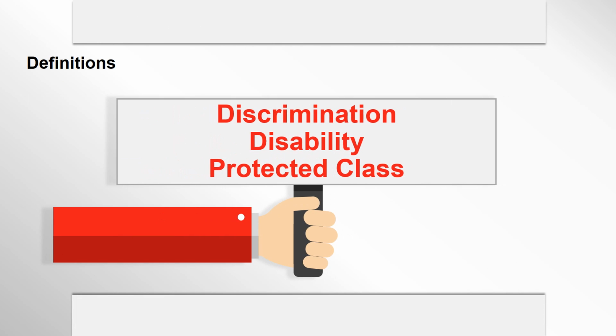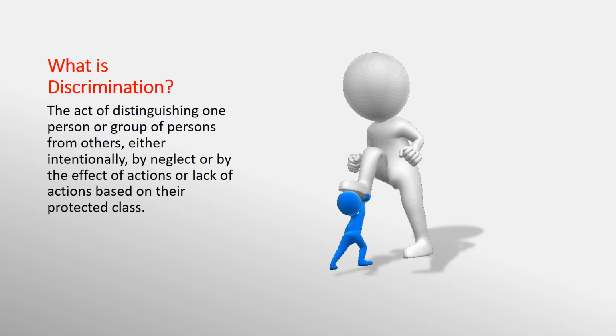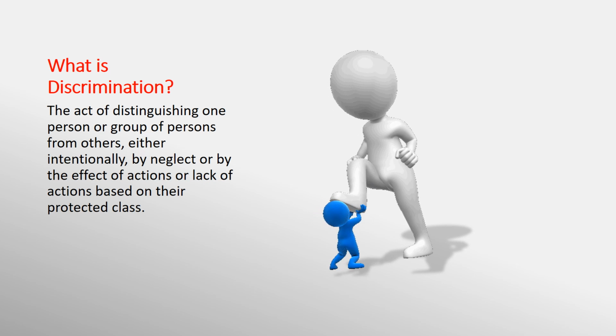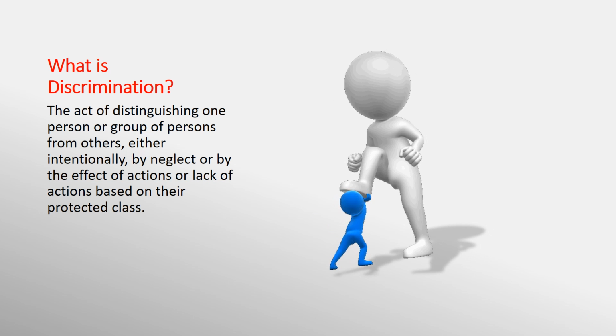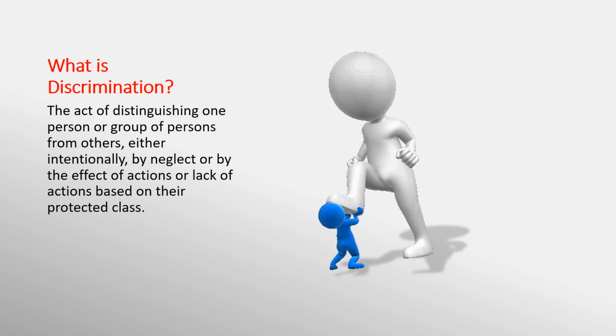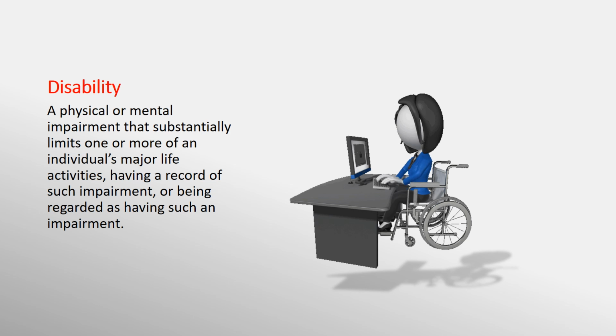What is the meaning of discrimination, disability, and protected class? Discrimination is the act of distinguishing one person or group of persons from others, either intentionally, by neglect, or by the effect of actions or lack of actions based on their protected class. So what's a disability? A disability is a physical or mental impairment that substantially limits one or more of an individual's major life activities, having a record of such impairment or being regarded as having such an impairment.